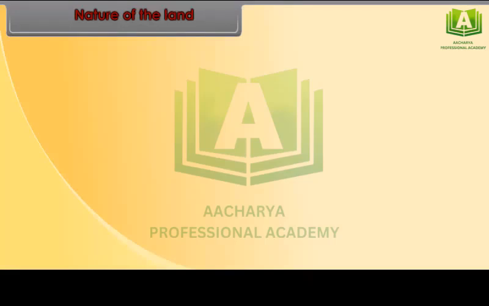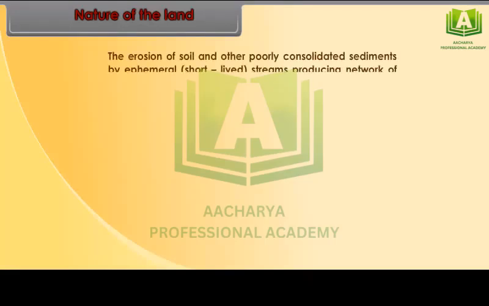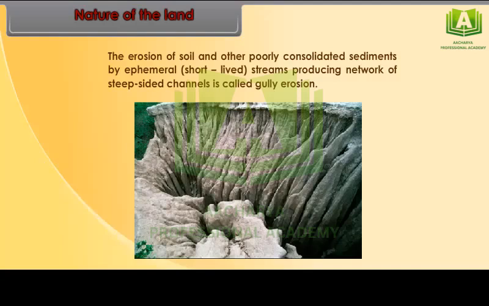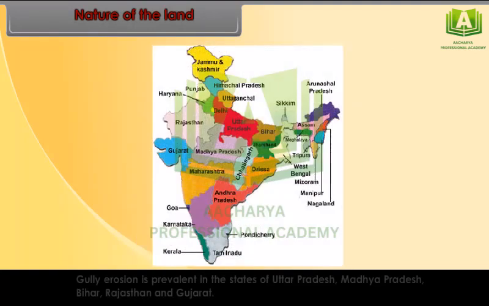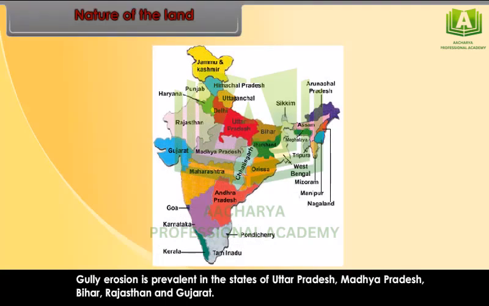Gully erosion. The erosion of soil and other poorly consolidated sediments by ephemeral, that is short-lived streams producing a network of steep-sided channels is called gully erosion. Nearly 40 lakh hectares of land in the country have already been degraded due to gully erosion. Gully erosion is prevalent in the states of Uttar Pradesh, Madhya Pradesh, Bihar, Rajasthan and Gujarat.